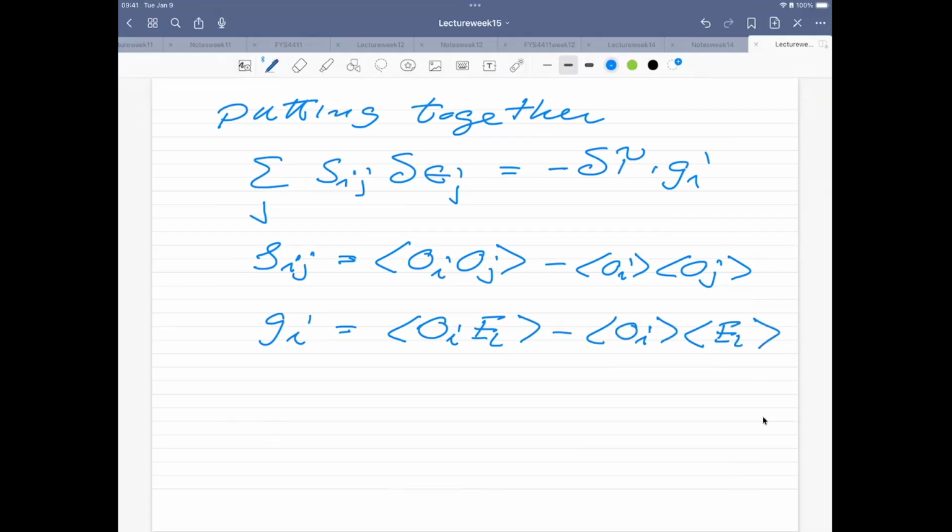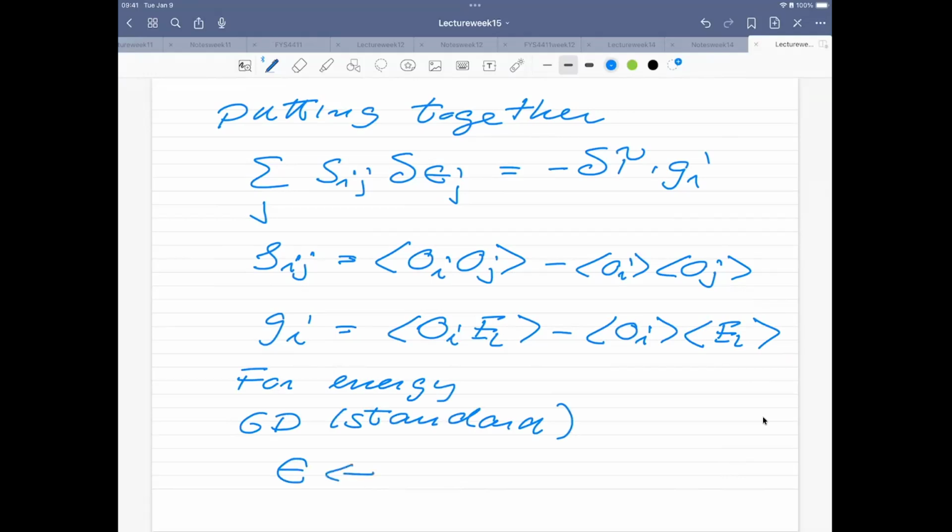And that means that when we are setting up a gradient descent now, if you think of a standard gradient descent for the energy, the parameters theta are then being updated. I'm setting this as a vector, so this contains all the parameters theta minus some parameter eta multiplied with this vector g.